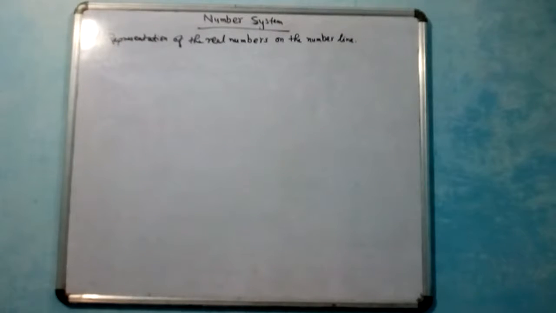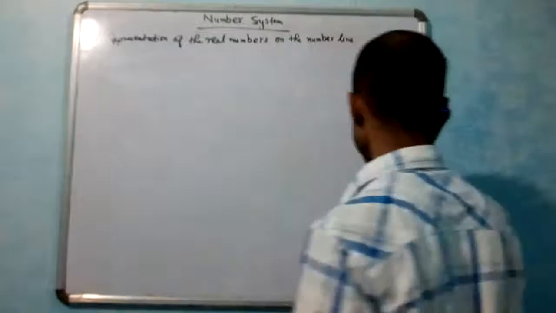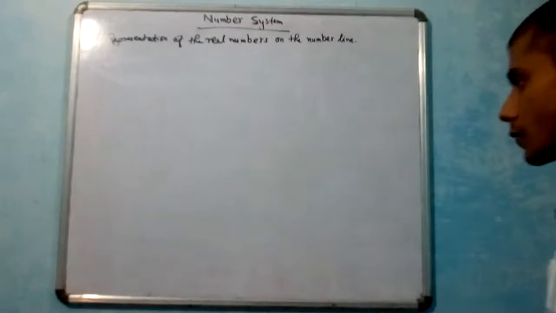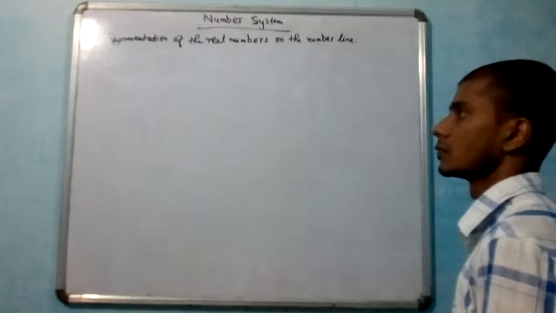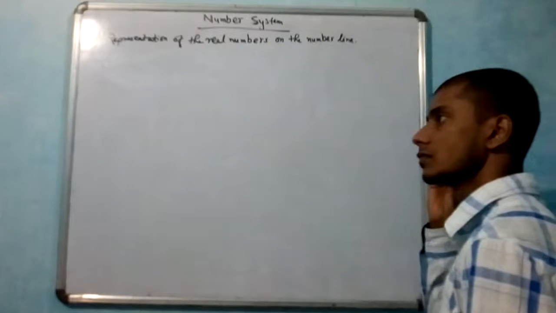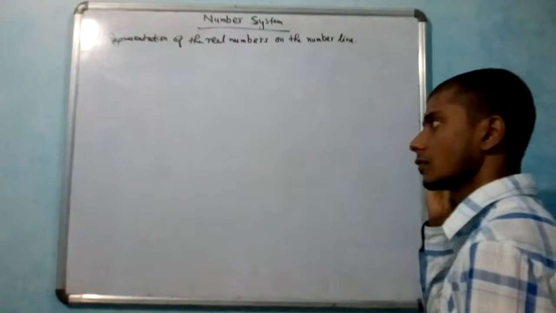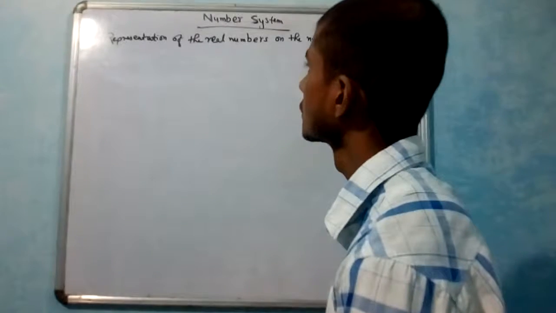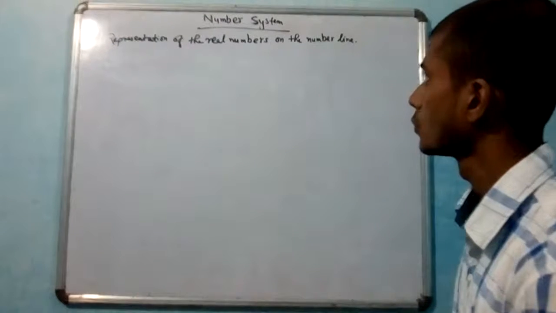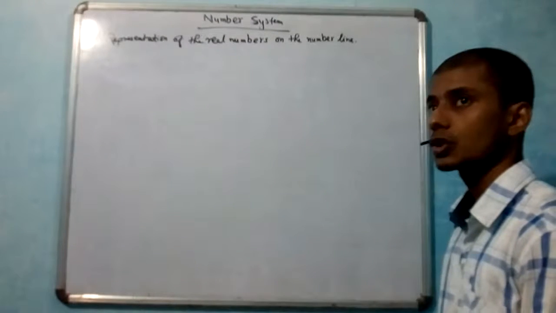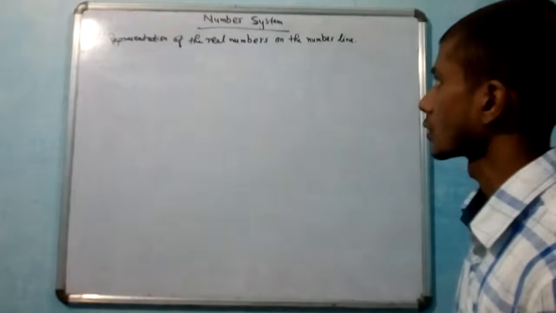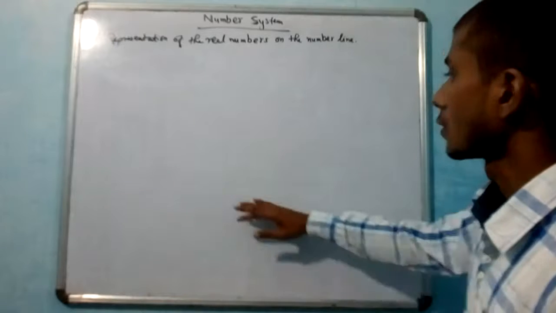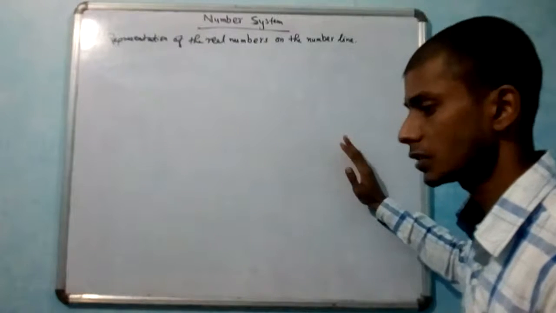What was the definition of a rational number? What did we study? And what about the P and Q? That P and Q should be integers, okay. So that we saw. And what were the irrational numbers?